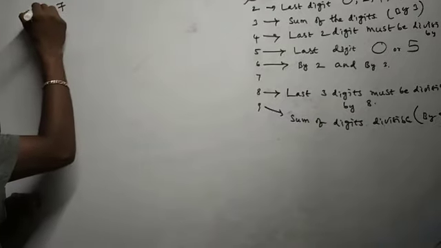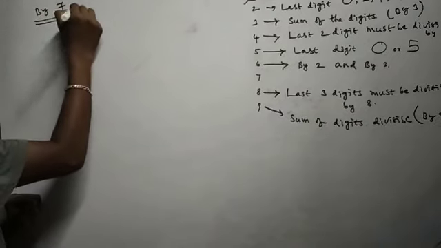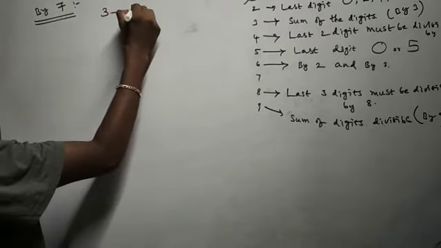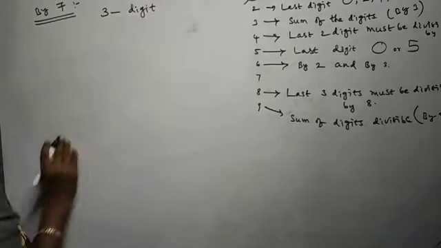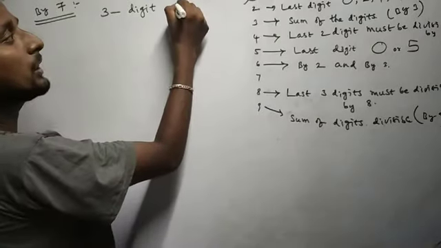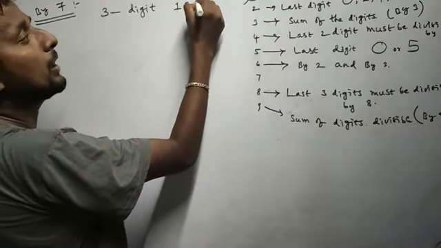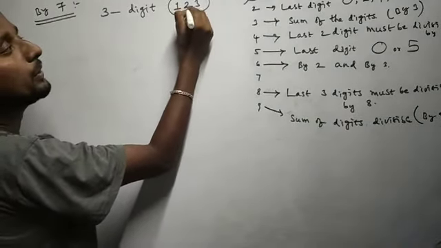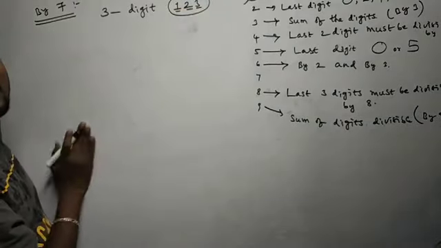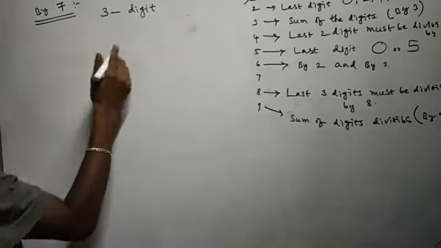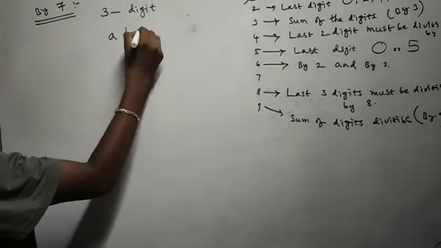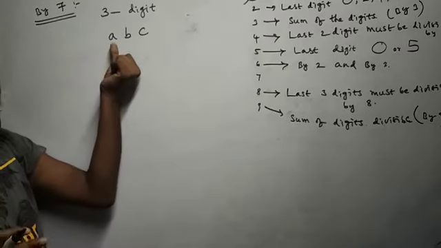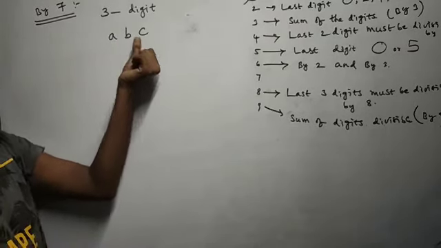7 has a very special property. Now we'll talk about a 3-digit number. If I ask you to write a 3-digit number, you would write something like 1, 2, 3, right? Why do I say it's a 3-digit number? Because 1, 2, 3 has 3 digits. In general, I'll write a 3-digit number as A, B, C, where A is any digit, B any digit, and C also any digit.